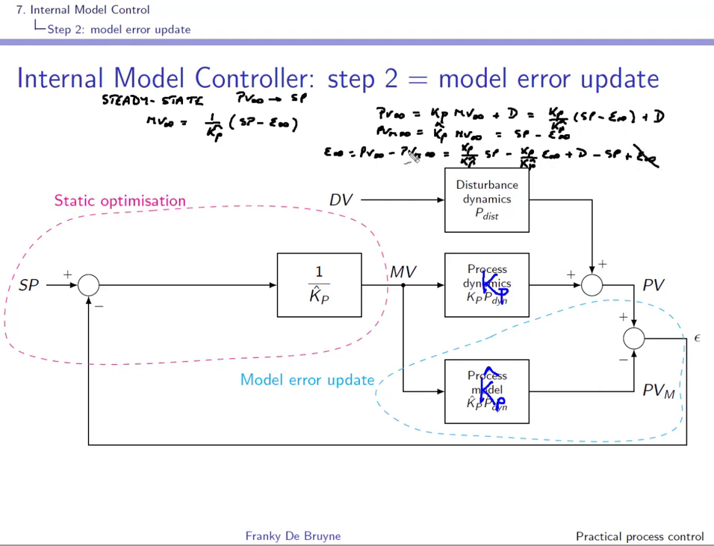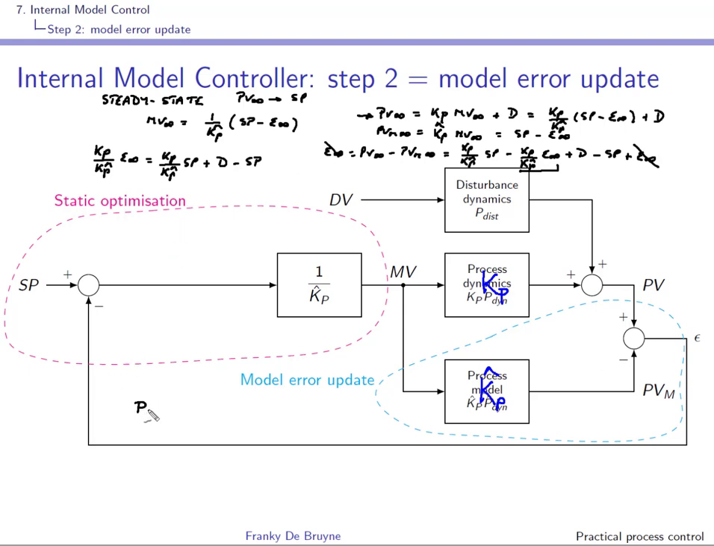So this one we can take out, and what we can do now is isolate this one over here. So I'll write it down over here: Kp over Kp hat model error in steady state is Kp hat set point plus the constant disturbance minus the set point, right? And now we can write this one. I'll do it over here.